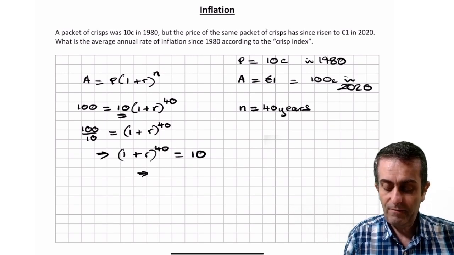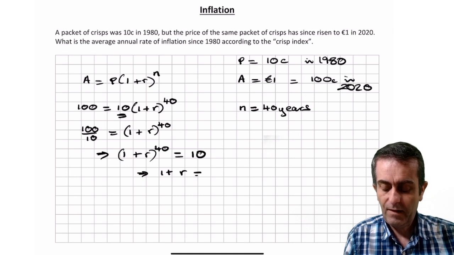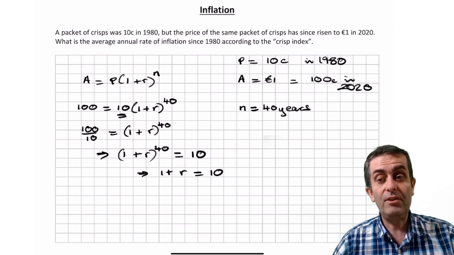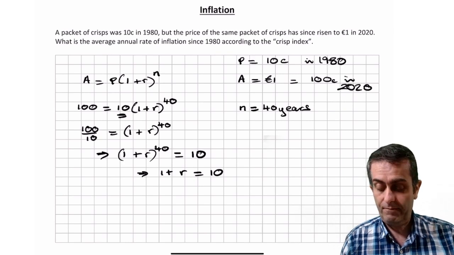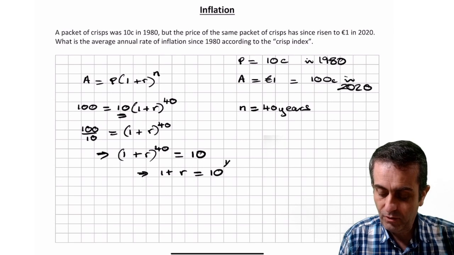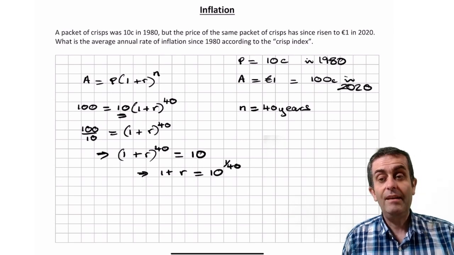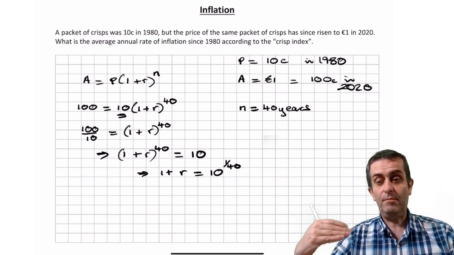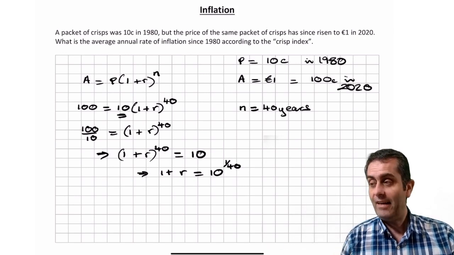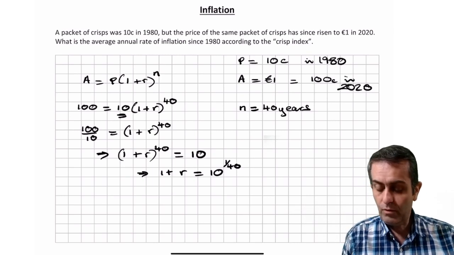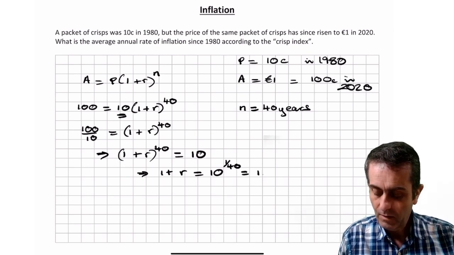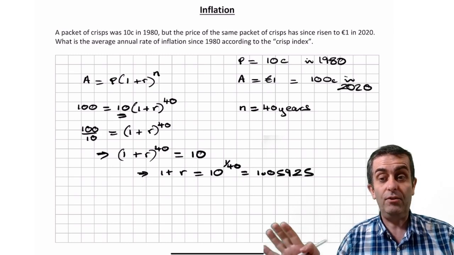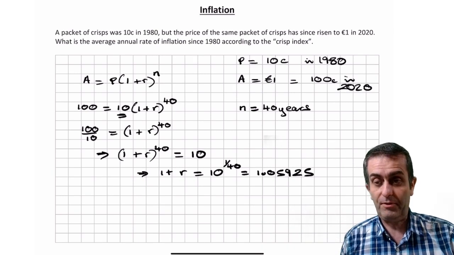So that means that 1 plus R is equal to 10 to the power of, if we flip 40 upside down, that becomes clearly 1 over 40. So that's 10 to the power of 1 over 40. Again, we refer to our calculator. So we type in 10 and then the y to the power of x button and then 1 over 40. And that's going to give us a value of 1.05925 and a whole lot of other decimals. But that's enough decimals for now.